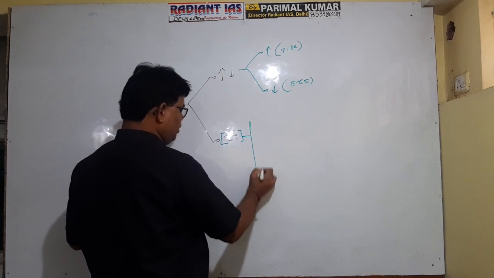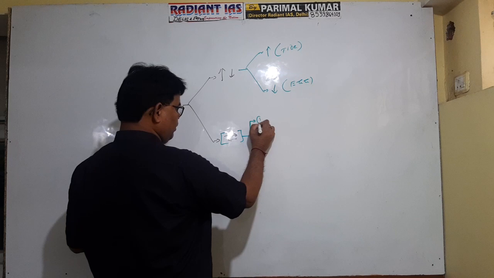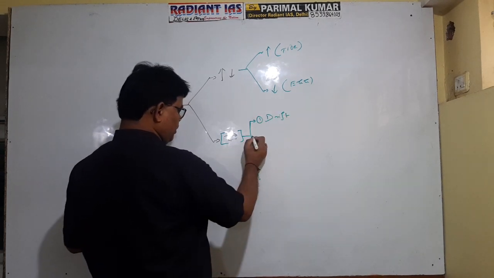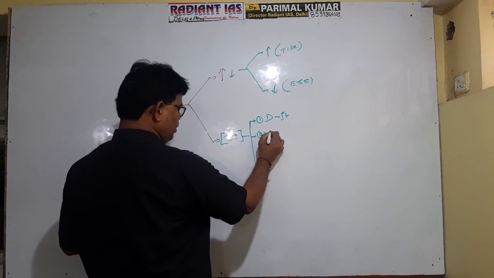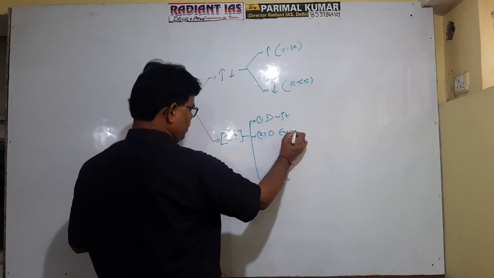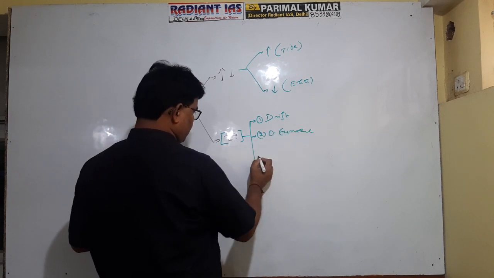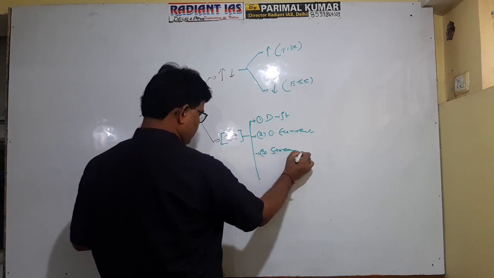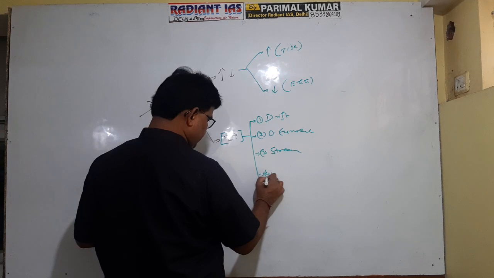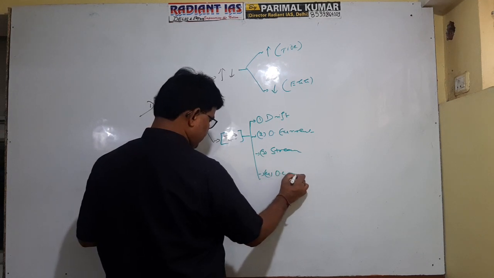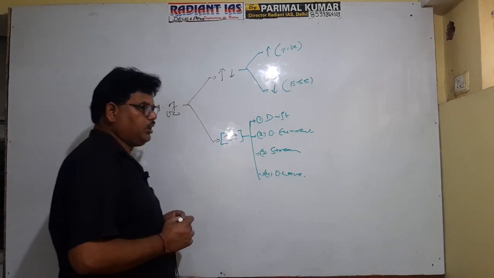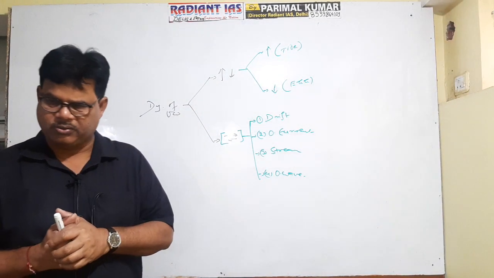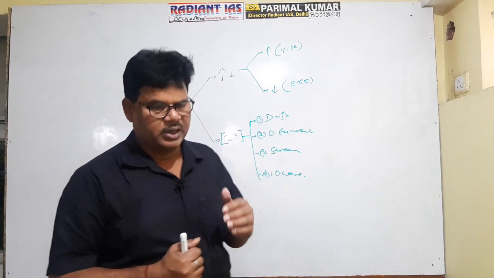Again, in horizontal mobility, we have four components. First is drift. Second is oceanic current. Third one is stream, and fourth one is oceanic wave. Getting well? So all this characterizes the overall dynamism of the oceanic water. We will discuss one by one.